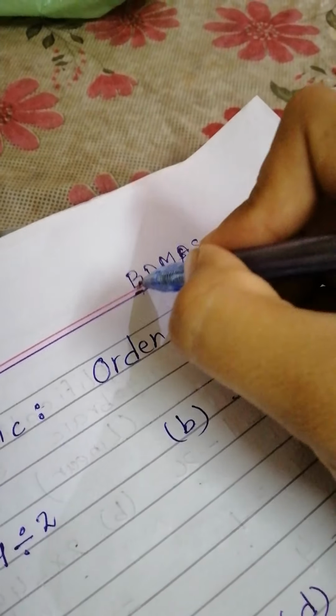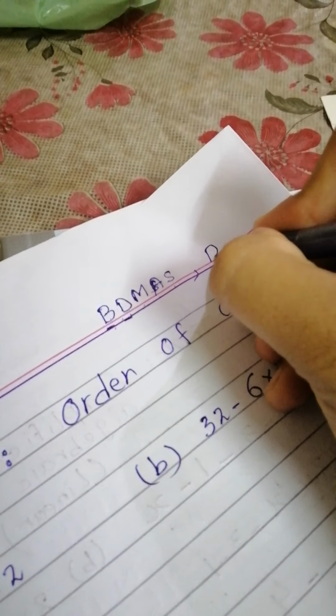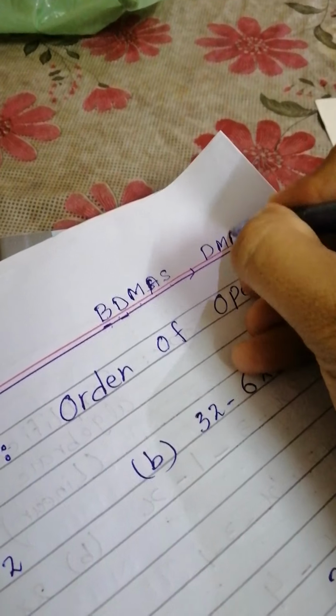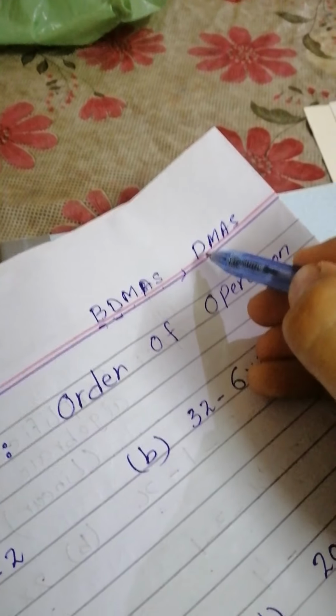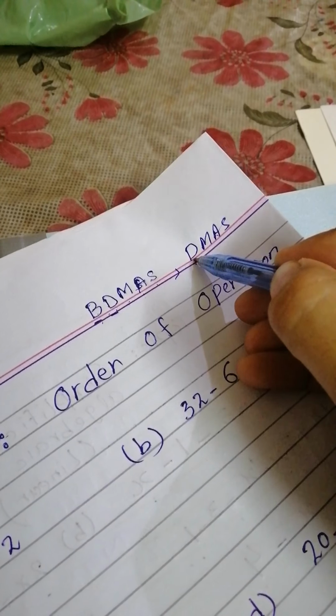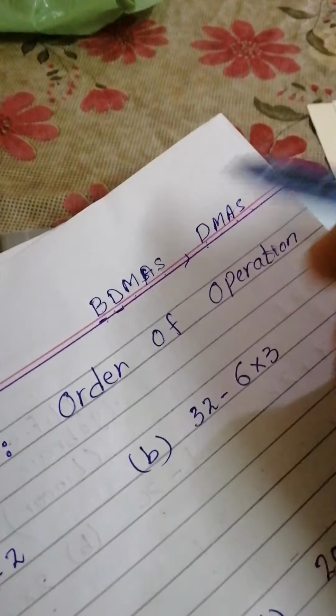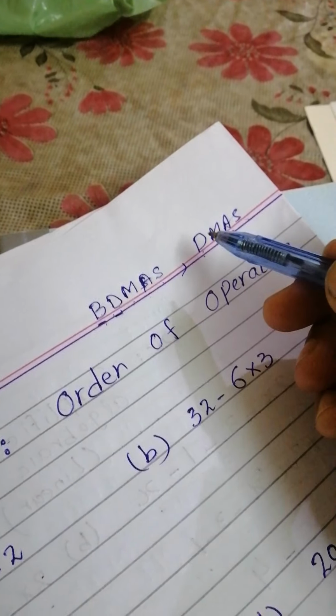So that is the BDMAS rule, if a bracket is involved in the question. And if a bracket is not involved in the question, then your rule is the DMAS rule. DMAS means division first, then multiplication, then addition, and then subtraction. So these two rules we will discuss.